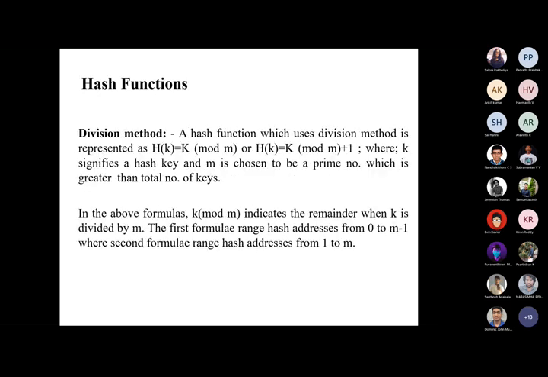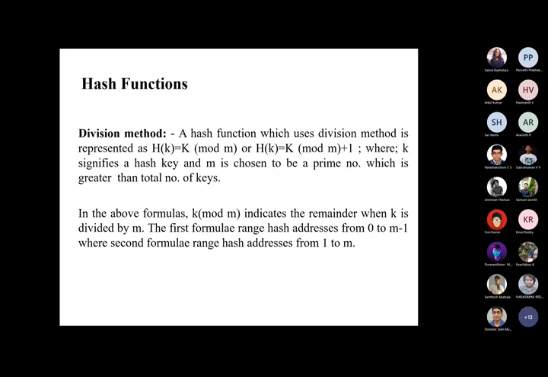For example, in hash functions you have the division method. A hash function which uses the division method is represented by h(k) = k mod m, where k denotes the hash key and m is chosen to be a prime number, which is greater than the total number of keys.